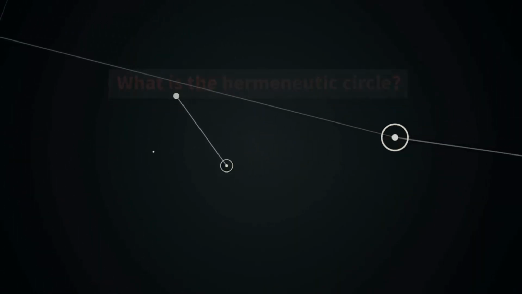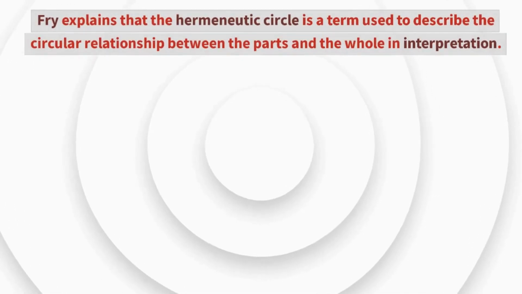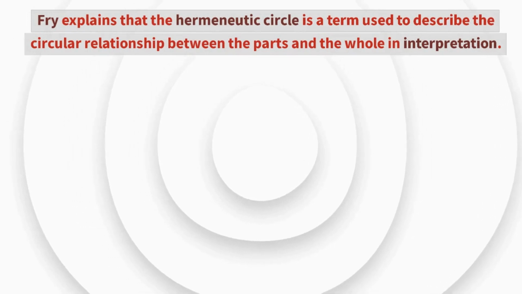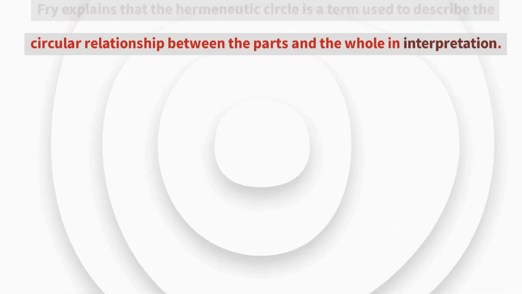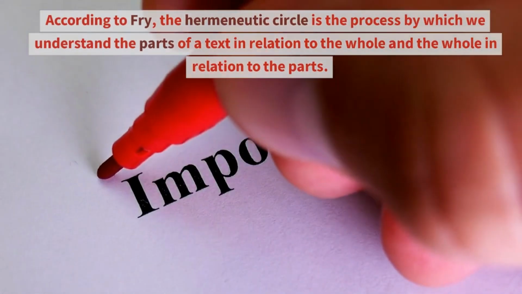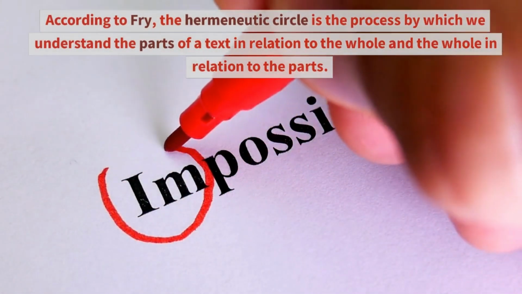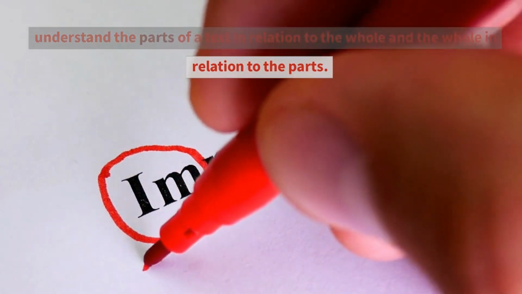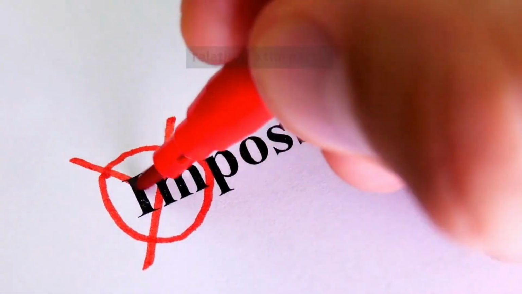What is the hermeneutic circle? Fry explains that the hermeneutic circle is a term used to describe the circular relationship between the parts and the whole in interpretation. According to Fry, the hermeneutic circle is the process by which we understand the parts of a text in relation to the whole and the whole in relation to the parts.